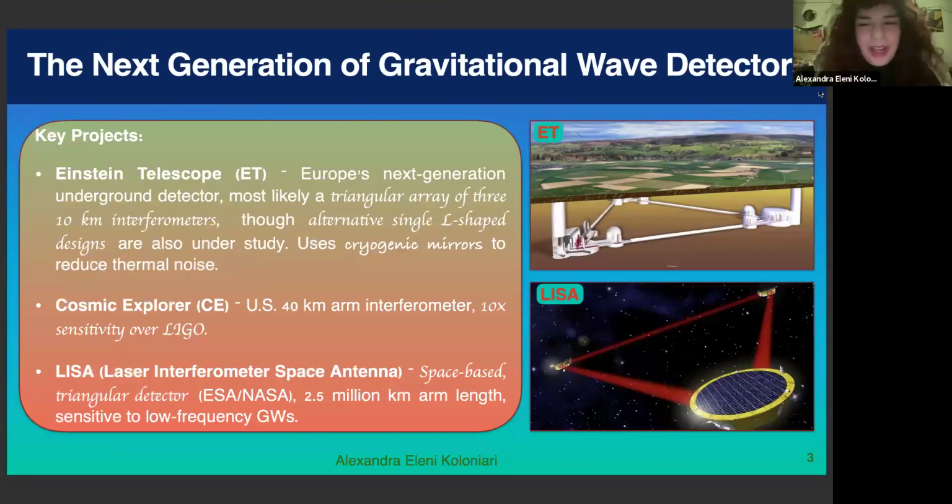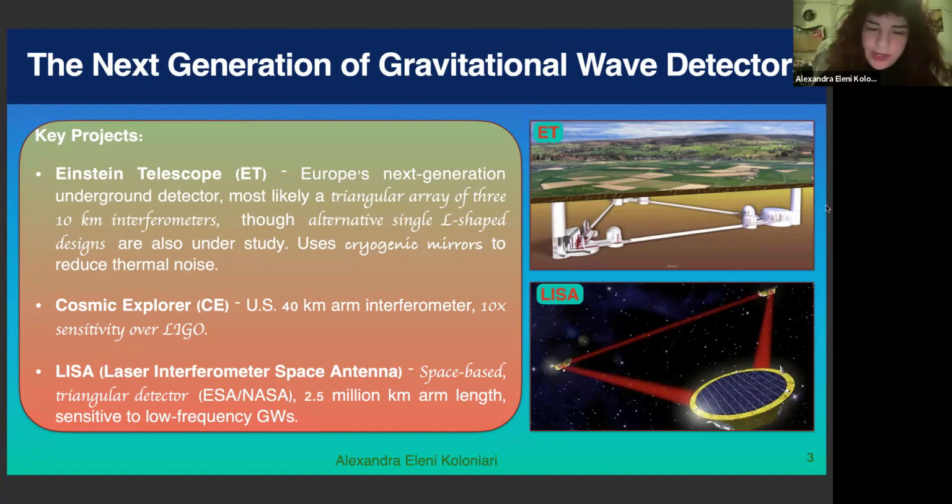Now, we will have even more gravitational wave detections with the next generation of gravitational wave detectors that include projects such as the Einstein Telescope, the Cosmic Explorer, and LISA. Einstein Telescope will be the next generation underground detector of Europe, and most likely will have a triangular shape with 10-kilometer arms. However, there are alternative single L-shaped designs that are also under study. It will also use cryogenic mirrors to reduce thermal noise, and you can see how this specific detector will most probably look like in the upper figure here.